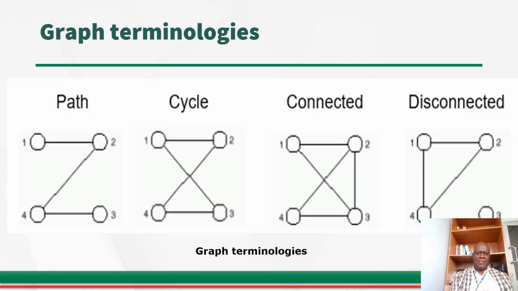So look at it. This is the path 1, 2, 3, 4. Then this is the circle from 1 to 4. You can move all through. Connected graph, all the vertices are connected together. Disconnected, there is at least one vertex that does not have any link to any other vertex. So you call that one a disconnected graph.